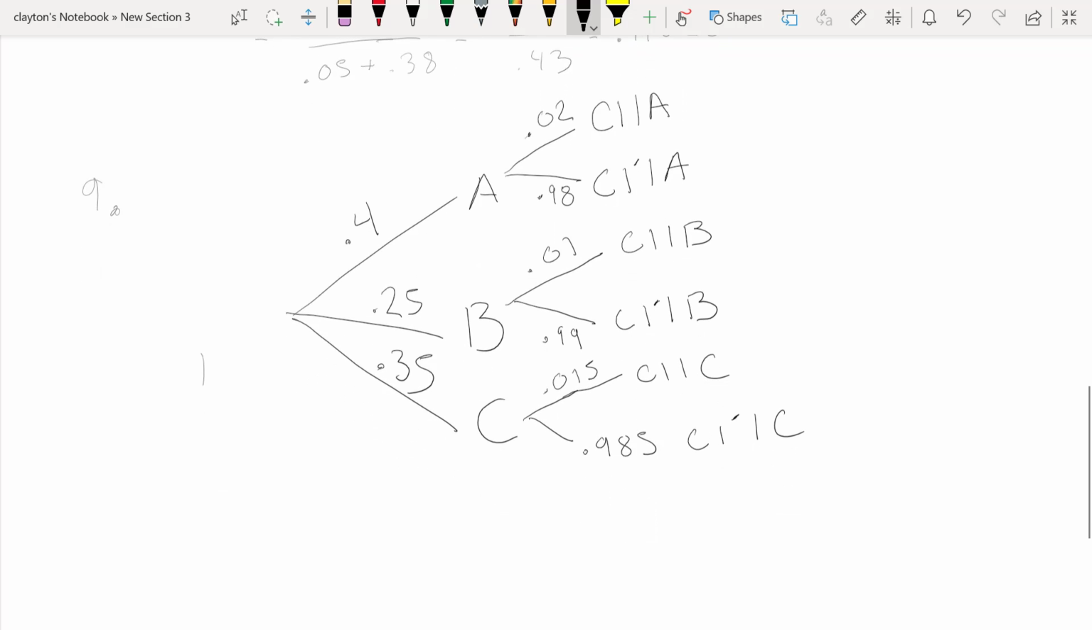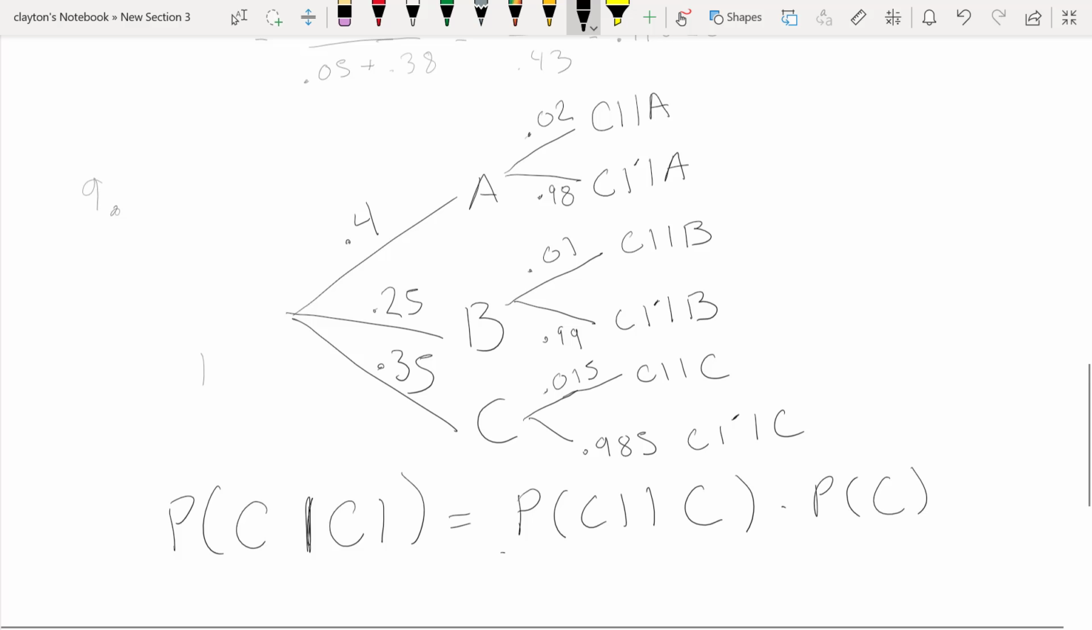And now we just need to read this. It says, given that the driver made a claim, what is the probability that the driver is from group C? So C given the claim, right? So by Bayes' theorem, we have the probability of claim given C times the probability of C, all divided by the probability of a claim.